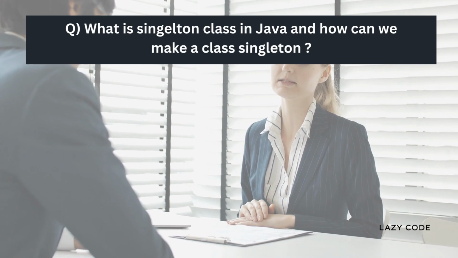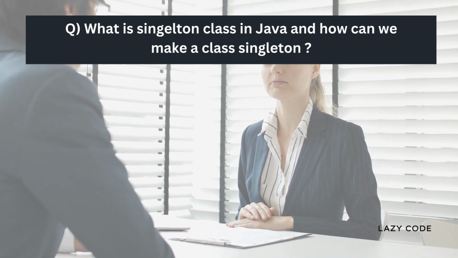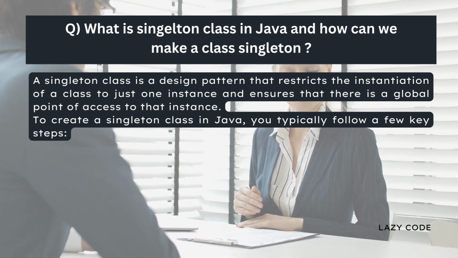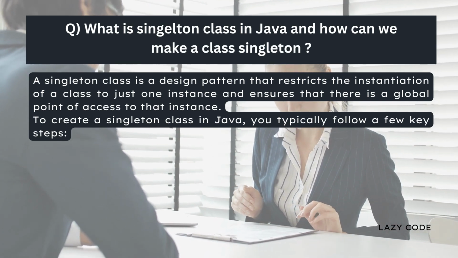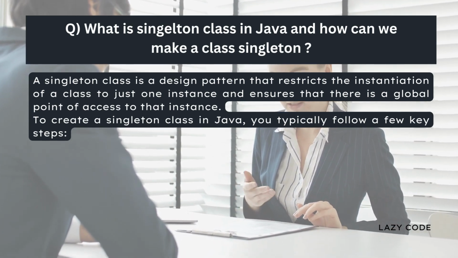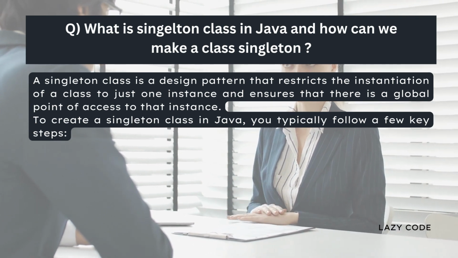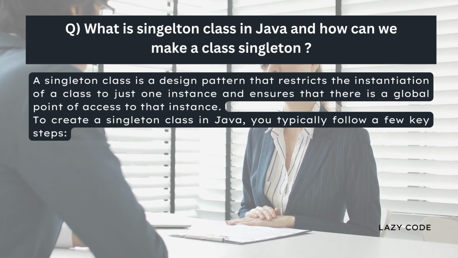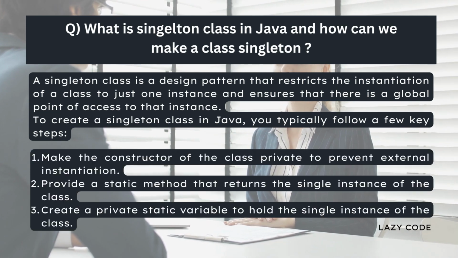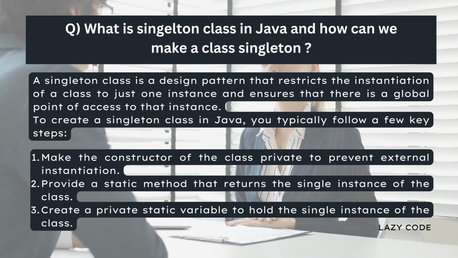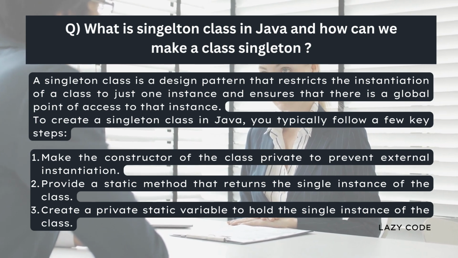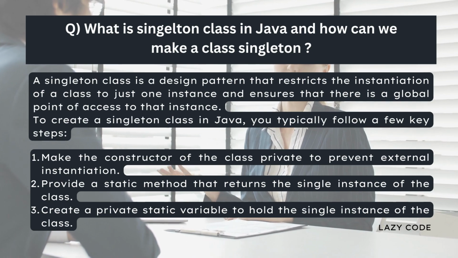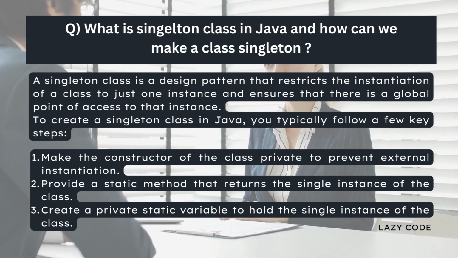What is a singleton class in Java and how can we make a class singleton? A singleton class is a design pattern that restricts the instantiation of a class to just one instance and ensures that there is a global point of access to that instance. To create a singleton class in Java, you typically follow a few key steps. Make the constructor of the class private to prevent external instantiation. Provide a static method that returns the single instance of the class. Create a private static variable to hold the single instance of the class.